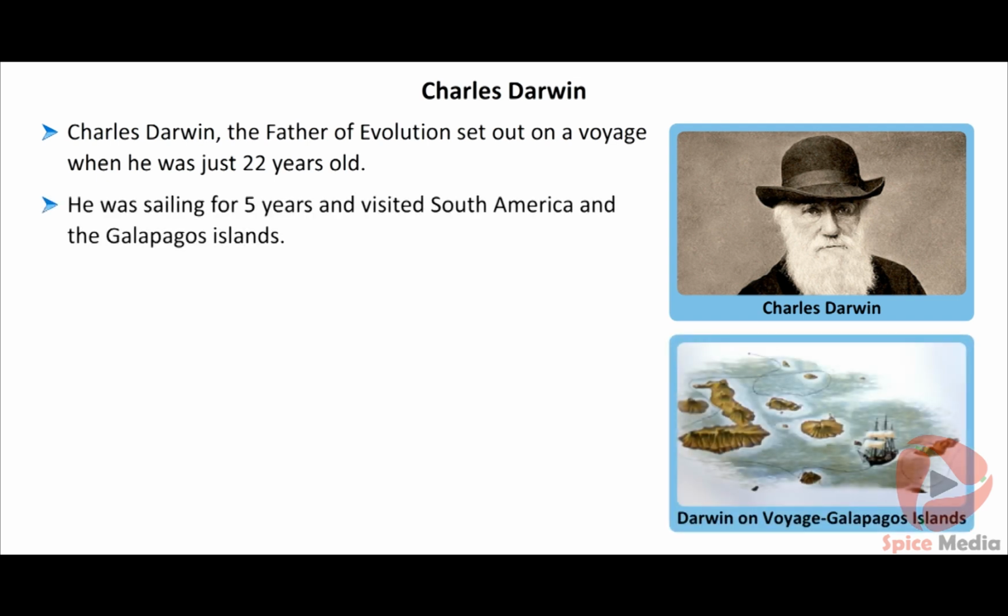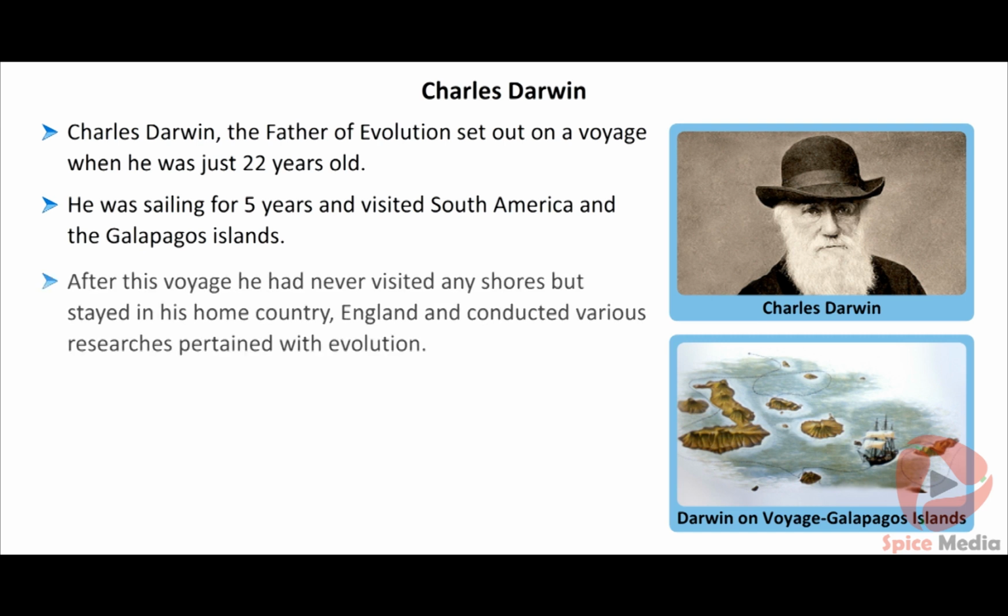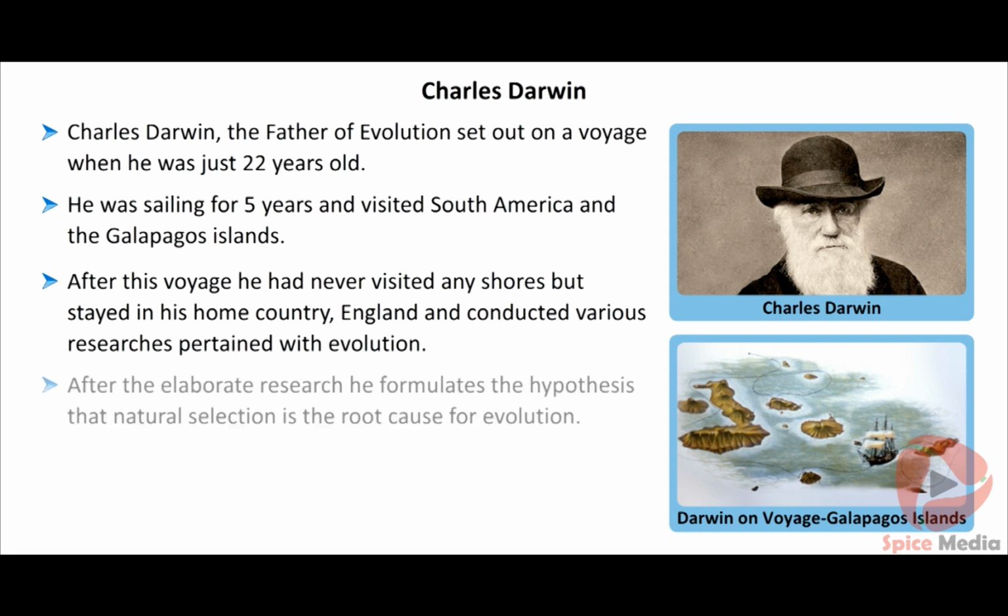He was sailing for 5 years and visited South America and the Galapagos Islands. After this voyage, he never visited any shores but stayed in his home country, England, and conducted various researches pertaining to evolution. After the elaborate research, he formulated the hypothesis that natural selection is the root cause for evolution.